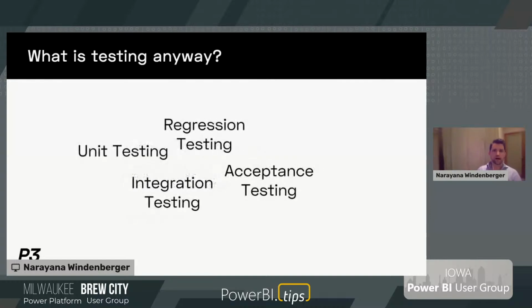Now, there are a variety of different test types, and we're not going to touch on every single one of them. But just to give everyone a sense of what we're talking about, you have unit testing, integration testing, acceptance testing, and regression testing. Unit testing is really where you test an individual component of your software or your report. The analogy I like to use is a car, where you have all these different components: your engine, your transmission, your alternator, your wheels. Each component could be tested individually as a unit.